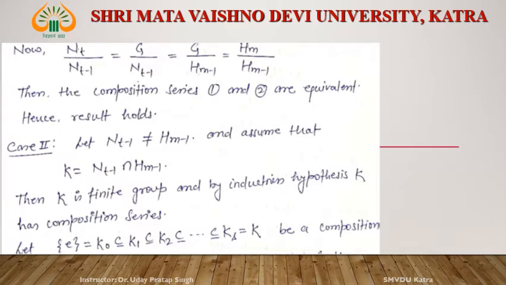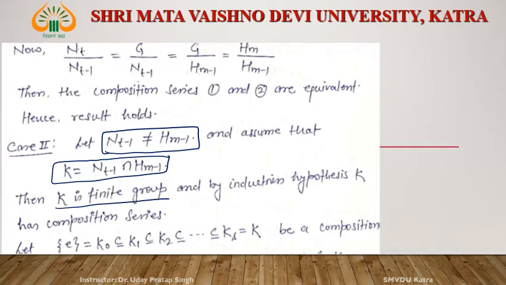Now see, if Nt minus 1 does not equal Hm minus 1, let us consider K. What is K? K is Nt minus 1 intersection Hm minus 1. K is a finite group. What is the order of K? We don't know, but the order of K is less than the order of G. The method of induction says that the result is true for all the groups whose order is less than the order of G.